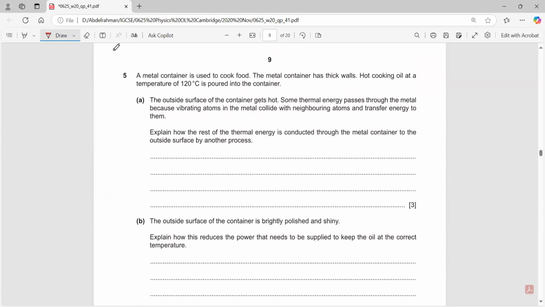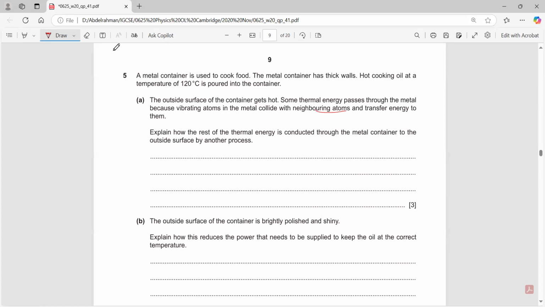Question 5. A metal container is used to cook food. The metal container has thick walls. Explain how the thermal energy is conducted through the metal. He talked about the neighboring molecules. He talked about the conduction, lattice vibration.